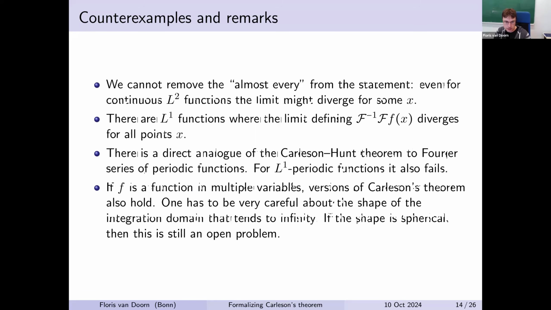And actually, whether Carleson's theorem holds depends on the shape you choose. So if you choose rectangles, or boxes in higher dimensions, then Carleson's theorem still holds and generalizes. But for example, if your shape is spherical or hyperspherical in more dimensions, then it's still an open problem whether this result holds or not. So it's a very subtle problem.